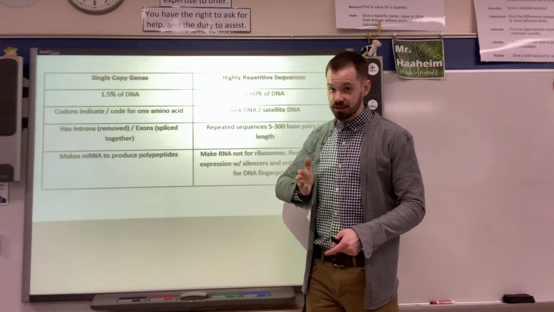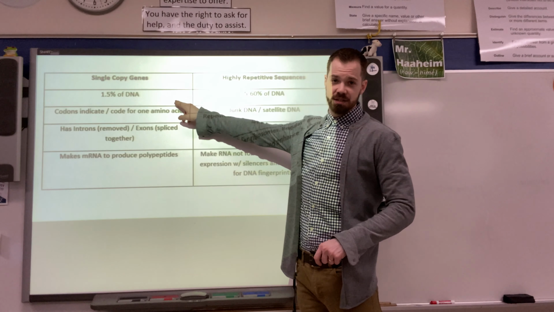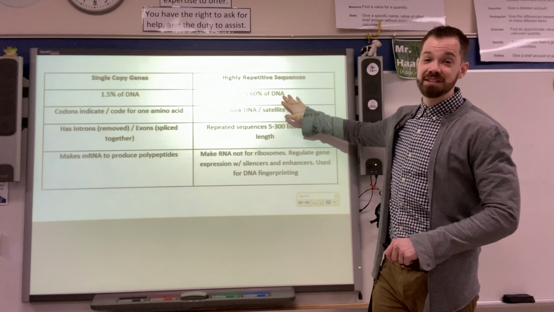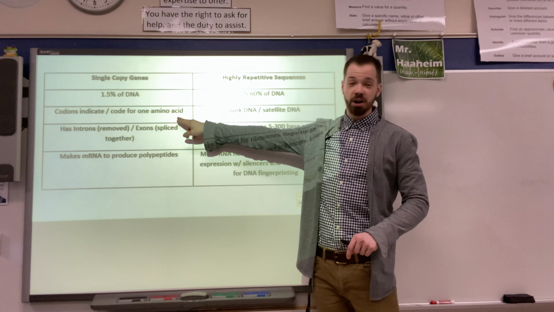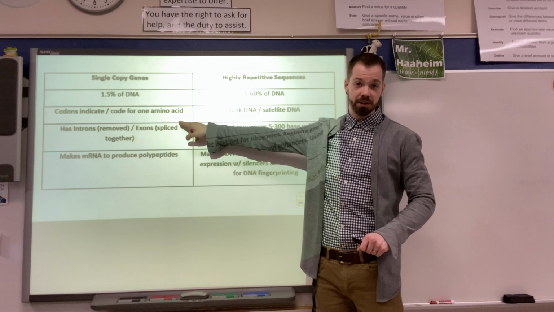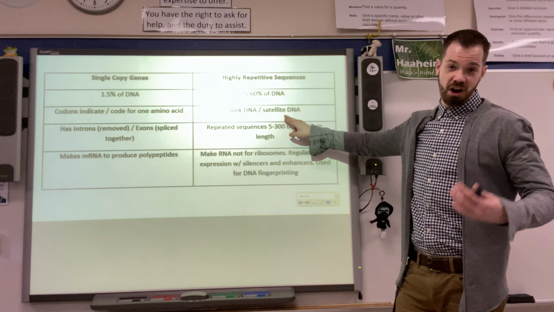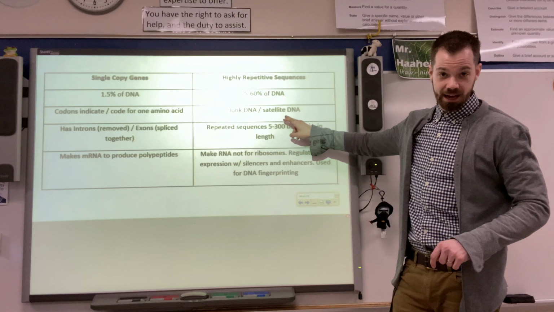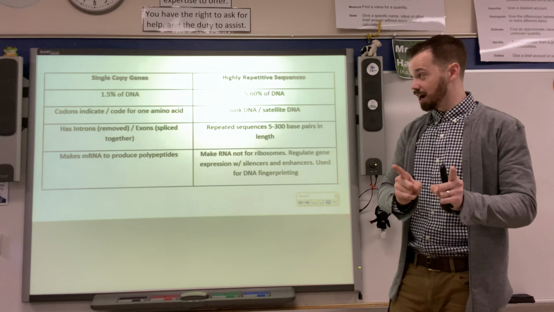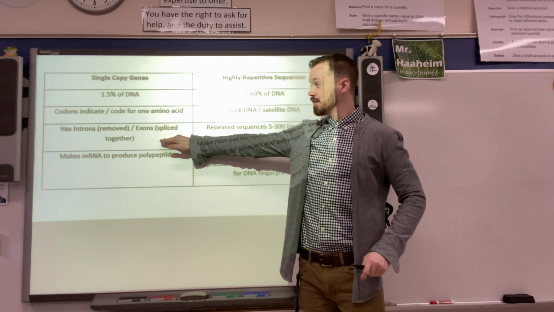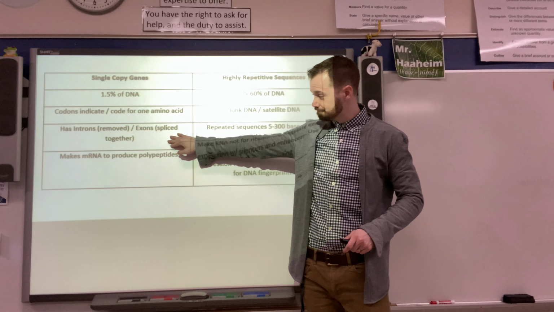So this table does a little bit of a side-by-side summary. Again, your genes, or what we'll call single copy genes, are only about 1.5% of your DNA compared to 5 to 60% in your highly repetitive sequences. These have codons. Every 3 letters over here codes for an amino acid. Over here, this is thought of as junk DNA, satellite DNA. They originally called it junk, but it actually turns out it's not junk. It does have some jobs. Single copy genes are going to have introns that you cut out and exons that you splice together.